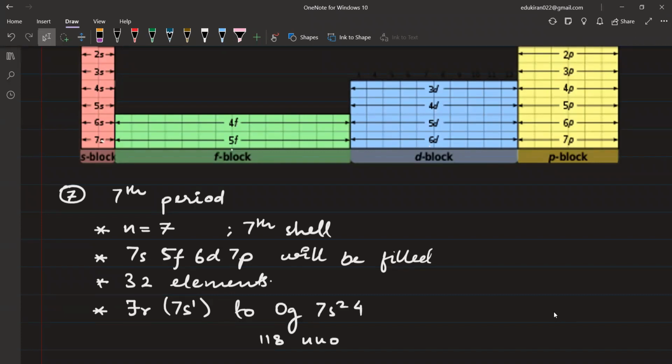7s2, 5f14, 6d10, and then it will have 7p6. By the way, it can be something else too, because it is such a big element that there can be some variations in the electronic configuration. Like as the elements get bigger and bigger, more and more anomalies can be found in the electronic configuration, because things don't remain as simple as the least energy being for s, then p, then d, then f.